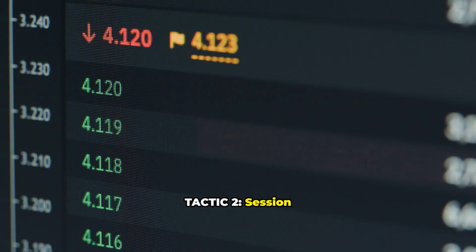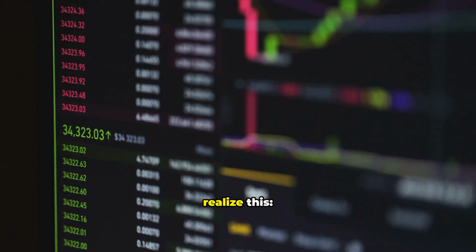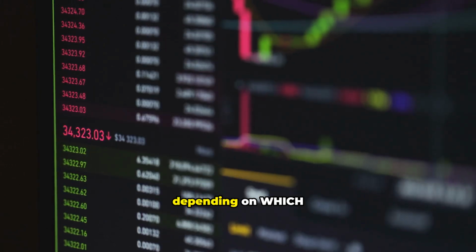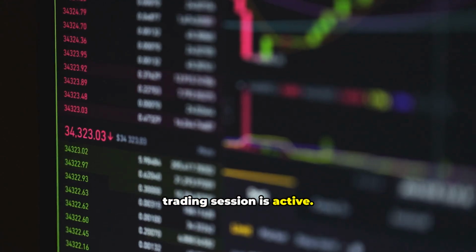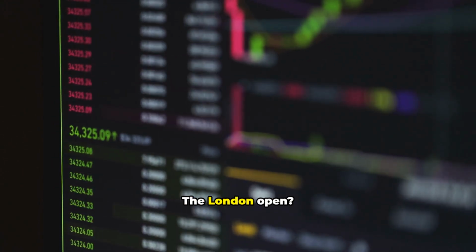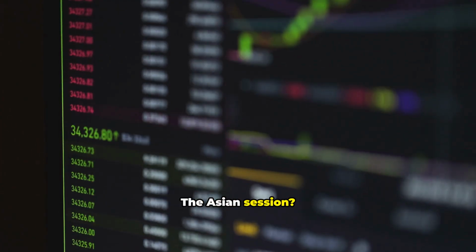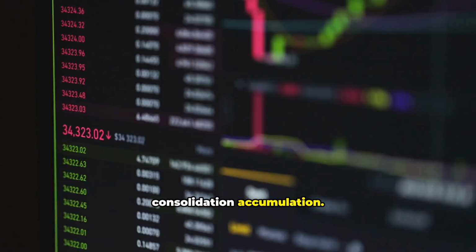Tactic 2. Session liquidity trade. Where the money is, most people don't realize this. Bitcoin moves differently depending on which trading session is active. The New York session, high volatility, lots of volume. The London Open, big moves, usually sets the direction for the day. The Asian session, mostly consolidation, accumulation.